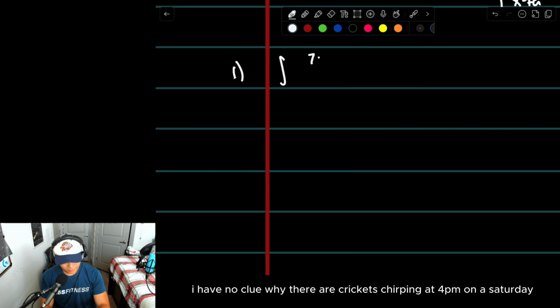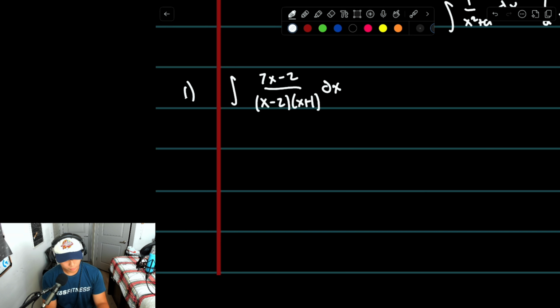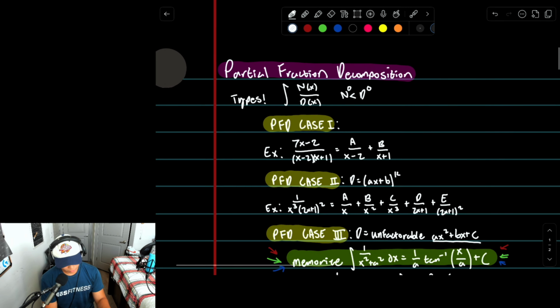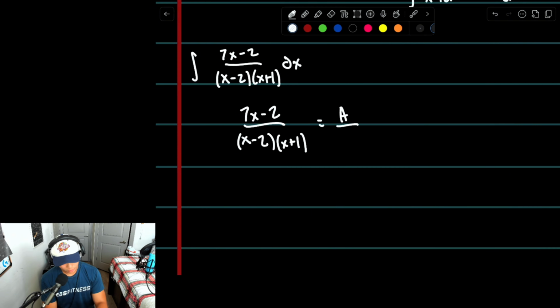Okay, our first problem is going to be the integral of 7x minus 2 over x minus 2 times x plus 1 dx. Now typically the very first step I do when it comes to partial fraction decomposition is just take out the equation from the integral itself so that it's easier to just set it equal to your terms. So this is basically case 1. This is exactly case 1. We are just splitting it up and assigning to each letter alphabetically. So then we get a over x minus 2 plus b over x plus 1.